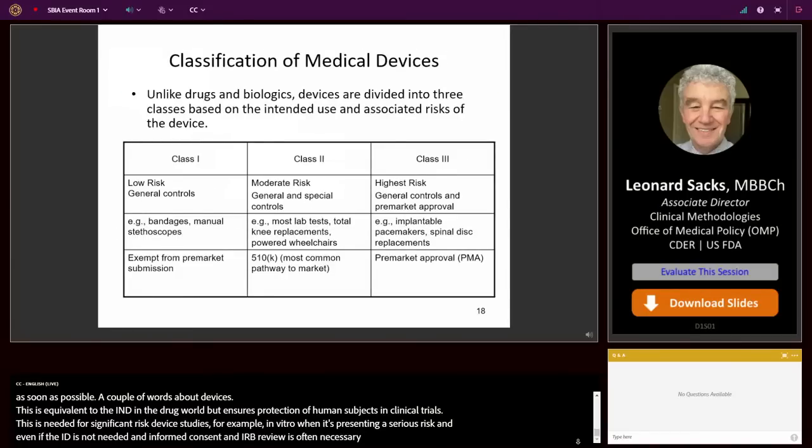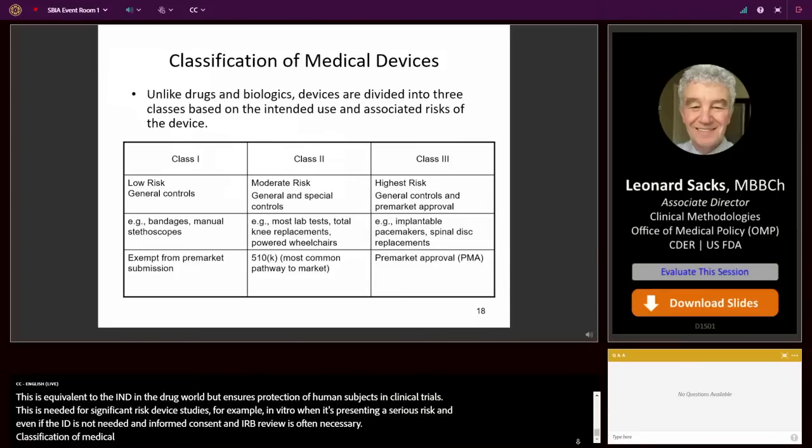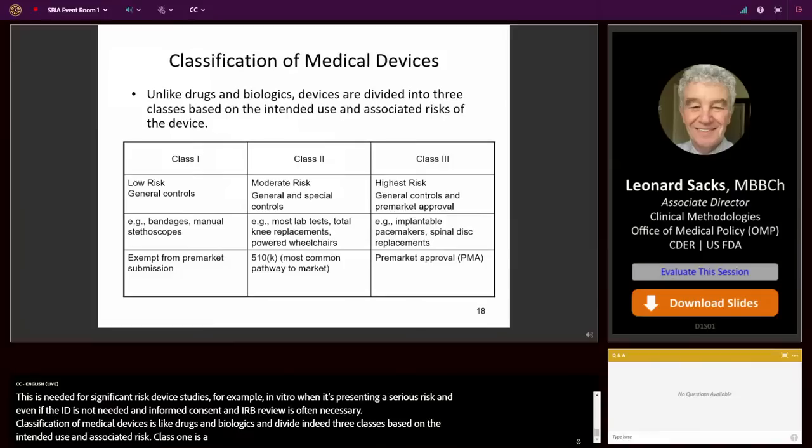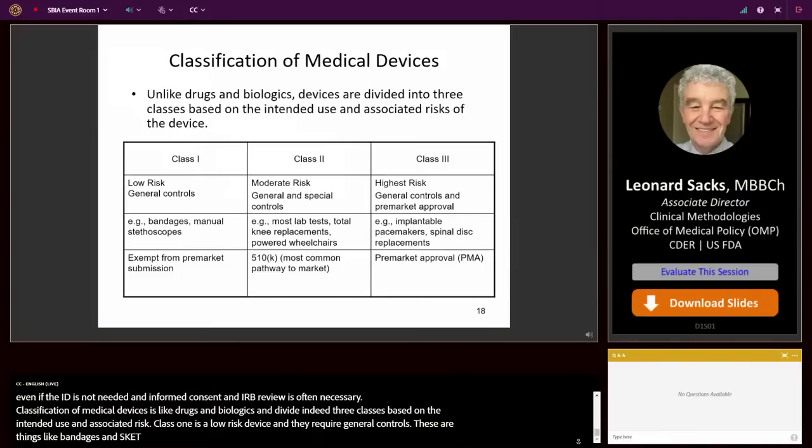Classification of medical devices: unlike drugs and biologics, they're divided into 3 classes based on the intended use and associated risks. Class 1 are low risk devices, and they require general controls. These are things like bandages and manual stethoscopes, and they're exempt from pre-market submissions.